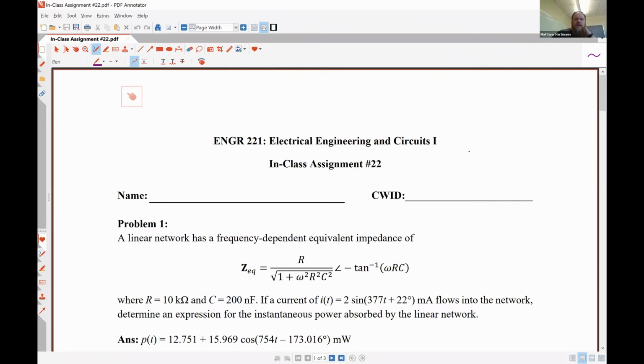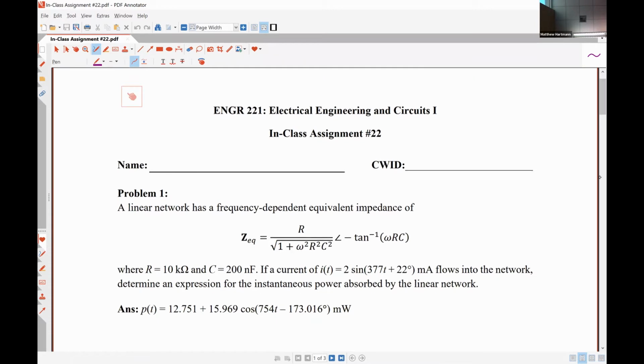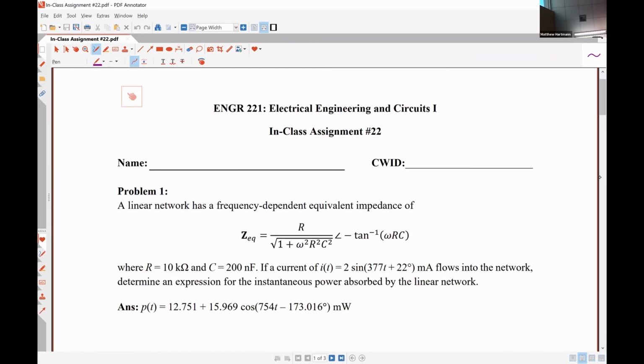So this first problem, we have effectively an equivalent impedance. We're not given the network, but we are told what the equivalent impedance of the network is as a function of frequency, where ZEQ is equal to the resistance value divided by the square root of 1 plus omega squared R squared C squared with an angle of the negative arctangent of omega RC. And we're given values for the resistor, 10 kiloohms, and capacitor, 200 nanofarads.